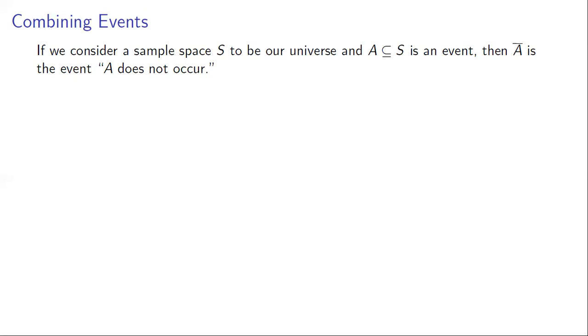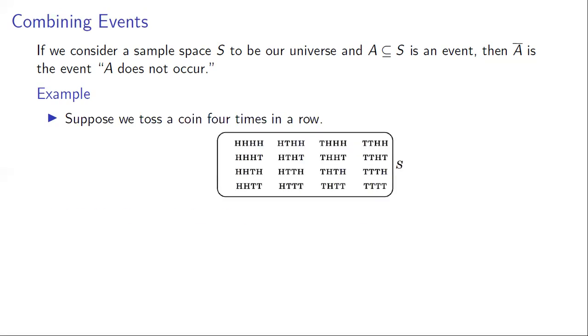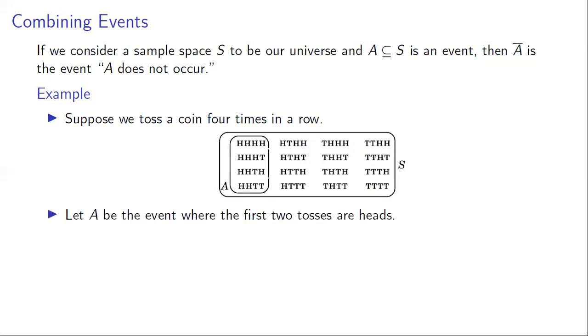Then the complement of A is the event representing A does not occur. A does not occur. So A means whatever, something happens, whatever it is. And the complement of A is everything outside of A, meaning all other possibilities, meaning where A does not occur. So same example, suppose we toss a coin 4 times in a row. So we have this sample space. Let A be the event where the first 2 tosses are heads. Now we want to consider what we are going to have for the complement of A.